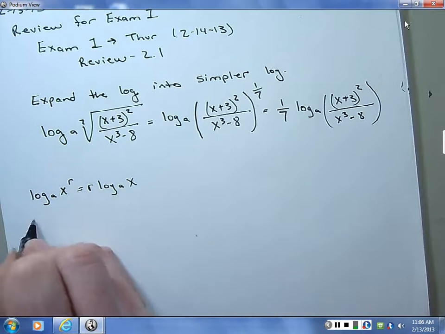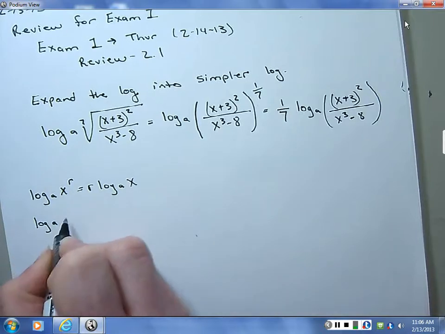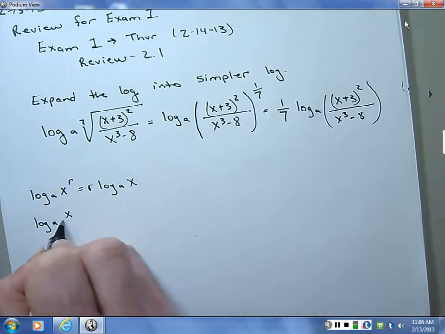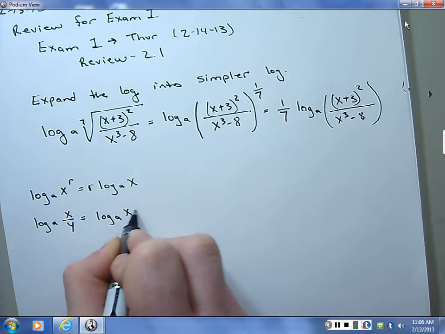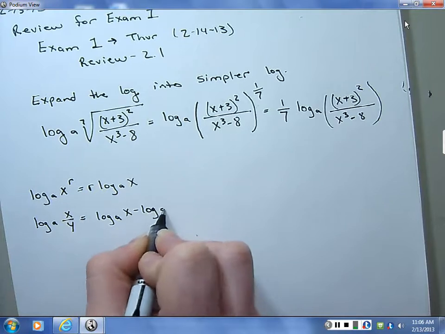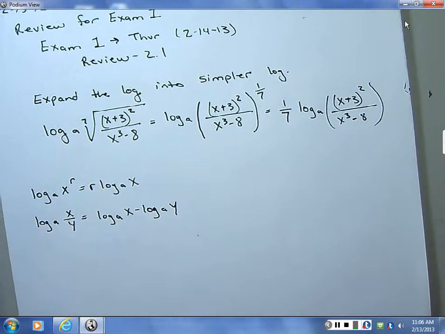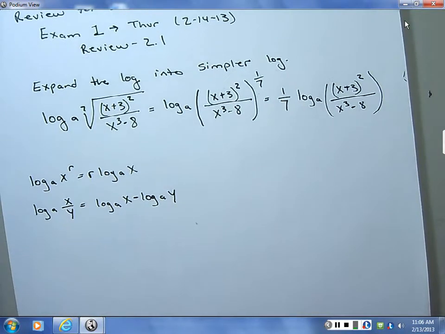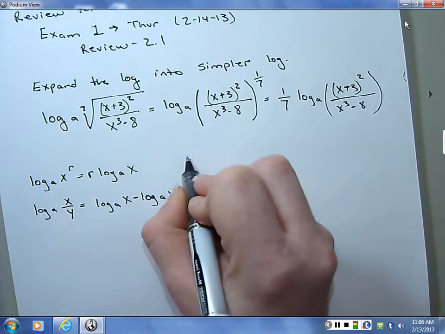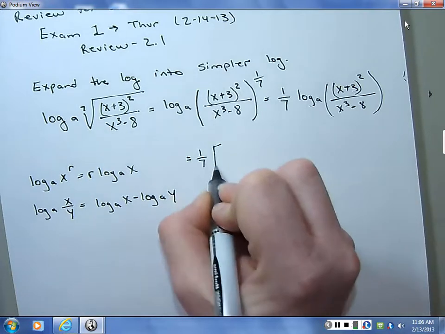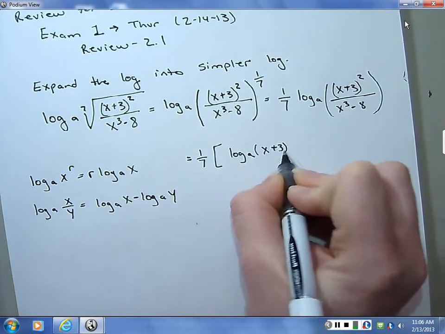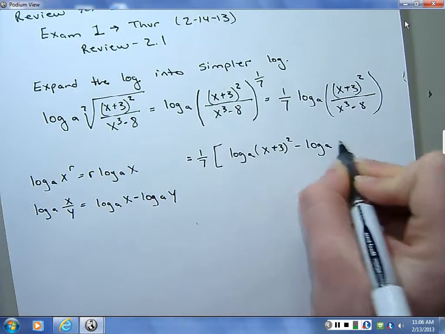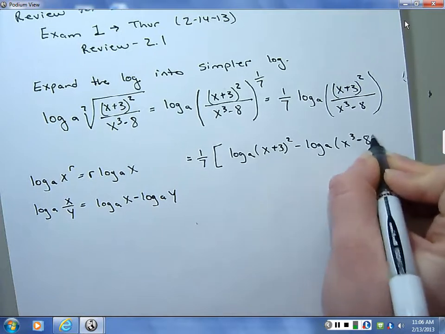And then recall that if I have log base a of x over y, I can write that as log base a of x minus log base a of y. So if I apply that in this expression, I have 1/7 times log base a of (x plus 3) squared minus log base a of (x cubed minus 8).